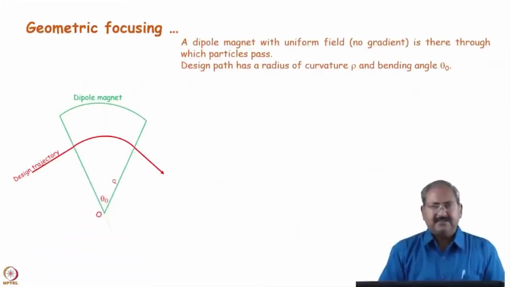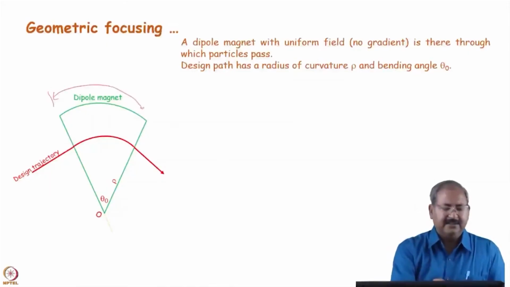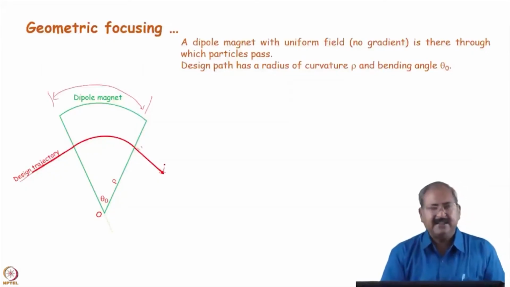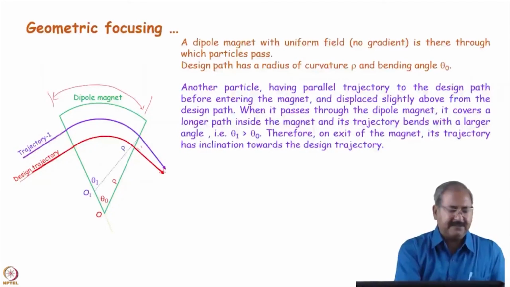Instead of a full circular path, if we take only a sector of the circle, meaning our magnet has only this length, the design trajectory comes here, it is straight because there is no magnetic field. Now it enters into the magnetic field, so it bends, and again it exits. Still we can understand the geometric focusing like this. Suppose now this is a deviated particle coming parallel to the design trajectory. This is the deviation from the design trajectory.